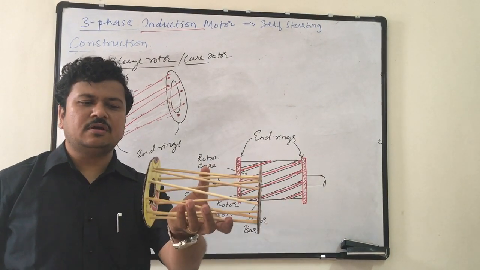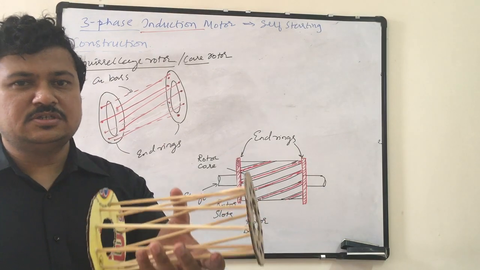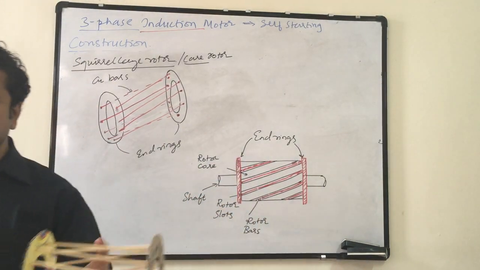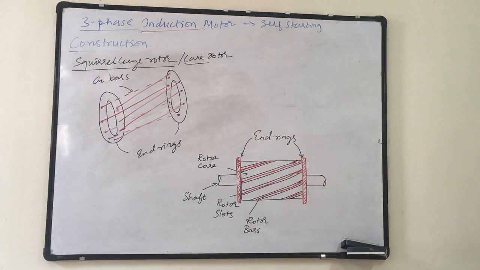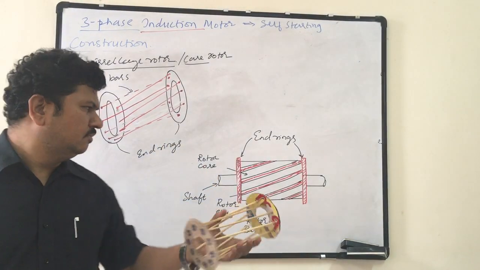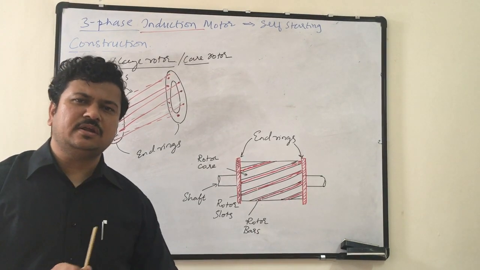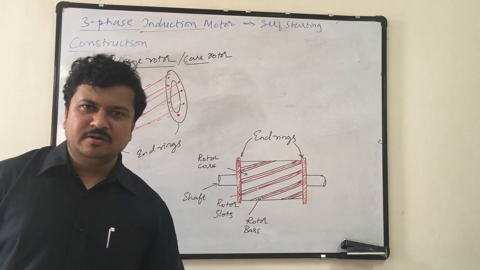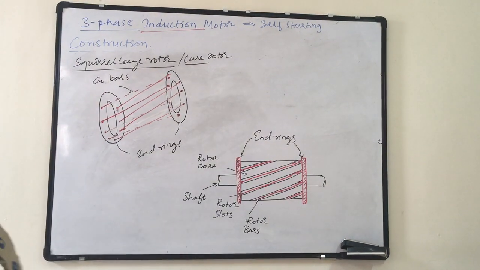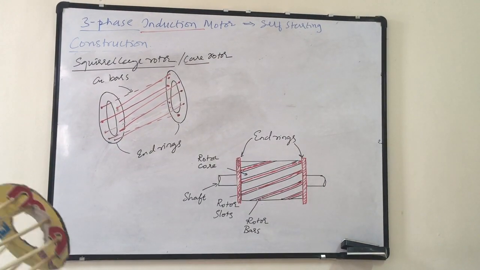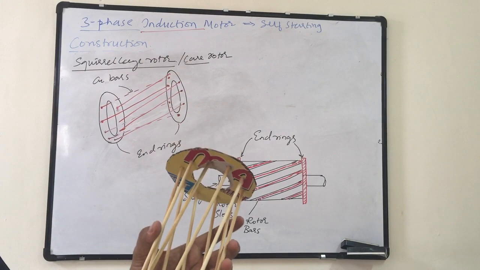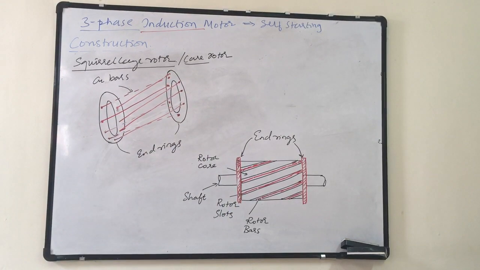Because of this very strong mechanical construction, it is mechanically very much robust and used for large load applications. This is one of the biggest advantages. The second advantage is it is very simple in construction. Take the core, punch the slots, put the bars, brace with end rings. Construction is over. Another advantage is maintenance is zero. I need not maintain anything here. Simply I have to place it.